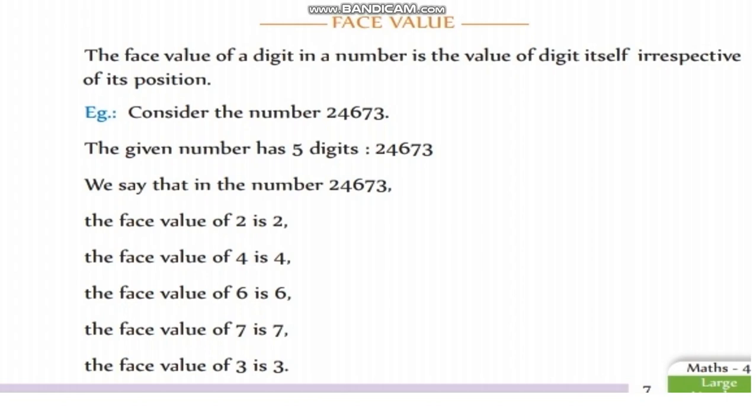For example, here I consider one example: 24,673. In this, we have a 5 digit number, counted 1, 2, 3, 4, 5. Here the face value of 2 is itself only 2. The face value of 4 is 4, the face value of 6 is 6, the face value of 7 is 7, and the face value of 3 is 3.